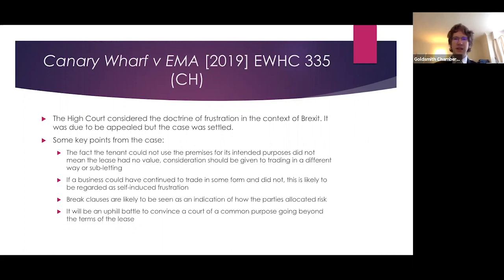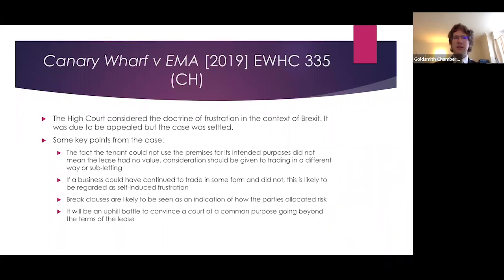And of course, there's a bit of a catch-22 here in that if you've got a very friendly break clause as the tenant, you may well want to simply rely on that rather than trying to run frustration. If you don't have a break clause, it is probable that the court will look at that as the fact that you, as the tenant, were allocating or taking the risk as part of the contract.